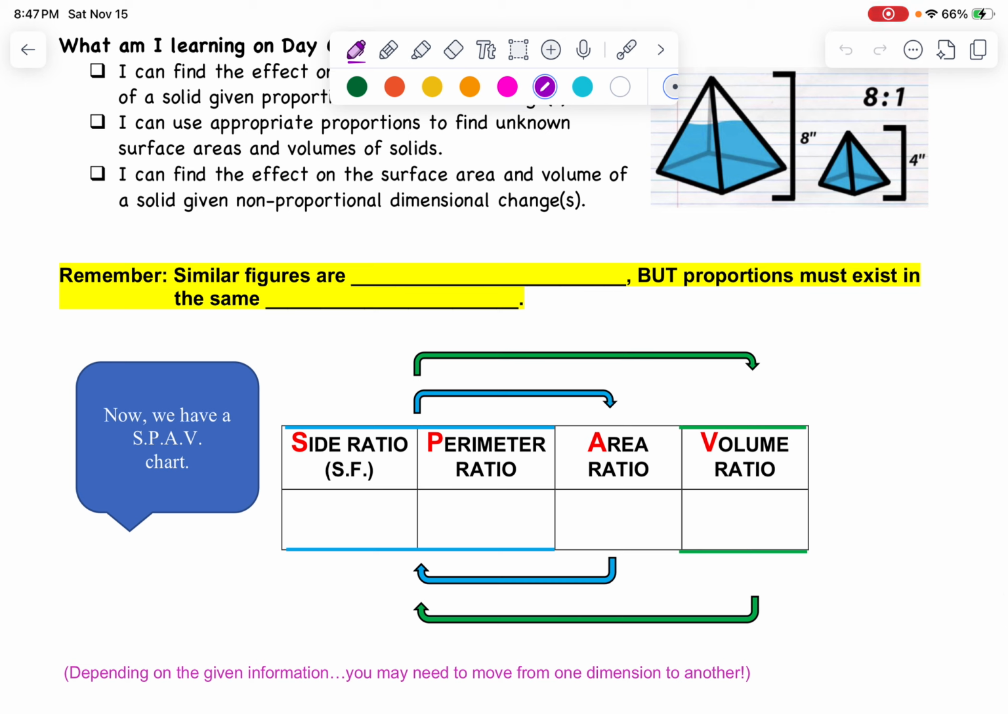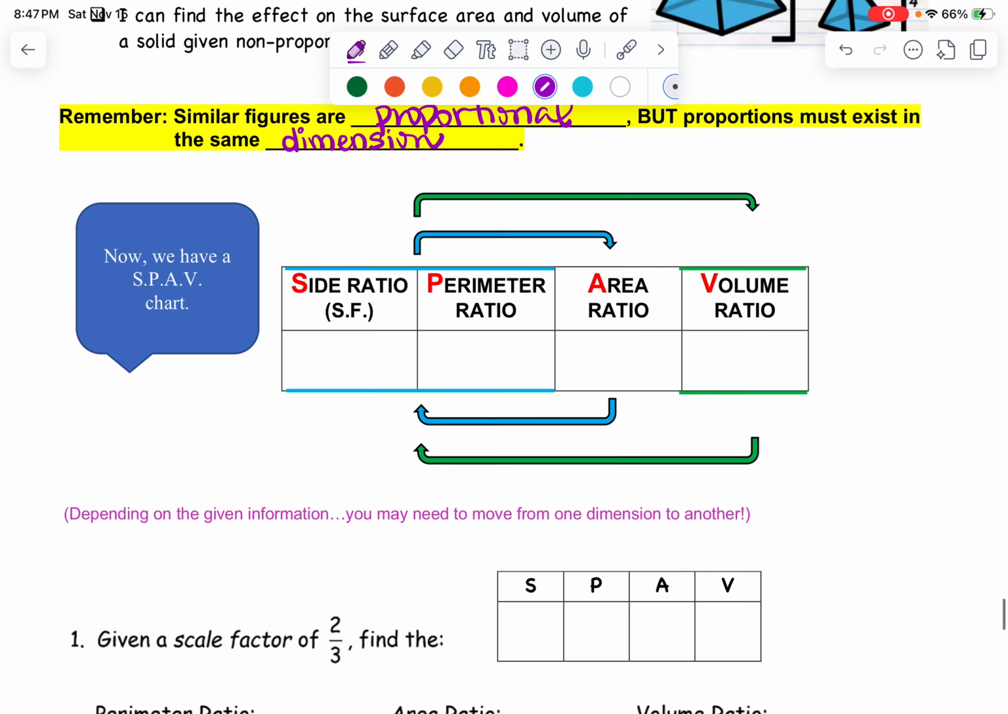So remember, similar figures are proportional. That's pretty much all we're going to be doing today, setting up proportions. But the proportions have to be in the same dimension, which I totally get why this throws people off. Starting in middle school, you're totally programmed: I see three numbers, I'll just throw them in a proportion, put an X in the fourth spot and solve my proportion. But now that we're talking about all three dimensions, you have to make sure that all three numbers are in the same dimension, because if they're not, your answer is going to be totally off.